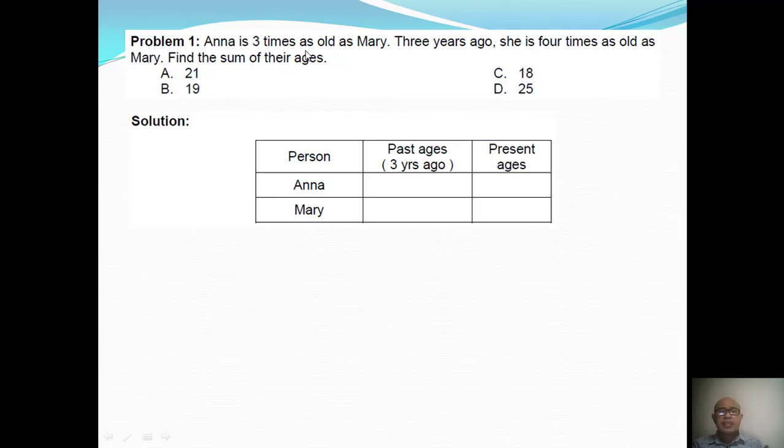So Anna is 3 times as old as Mary. So in the present, we can represent the age of Mary as x and the age of Anna as 3x. Then 3 years ago in the past, Mary was x minus 3 years old and Anna was 3x minus 3 years old. So after that, we can now form the equation. We have 3 years ago, she, meaning Anna, is 4 times as old as Mary. So find the sum of their ages. To form the equation, we will use the past ages.